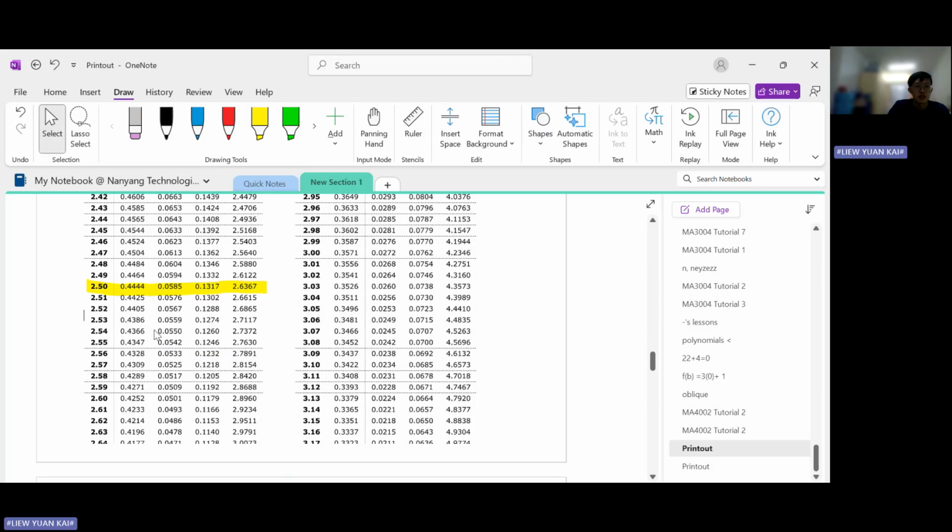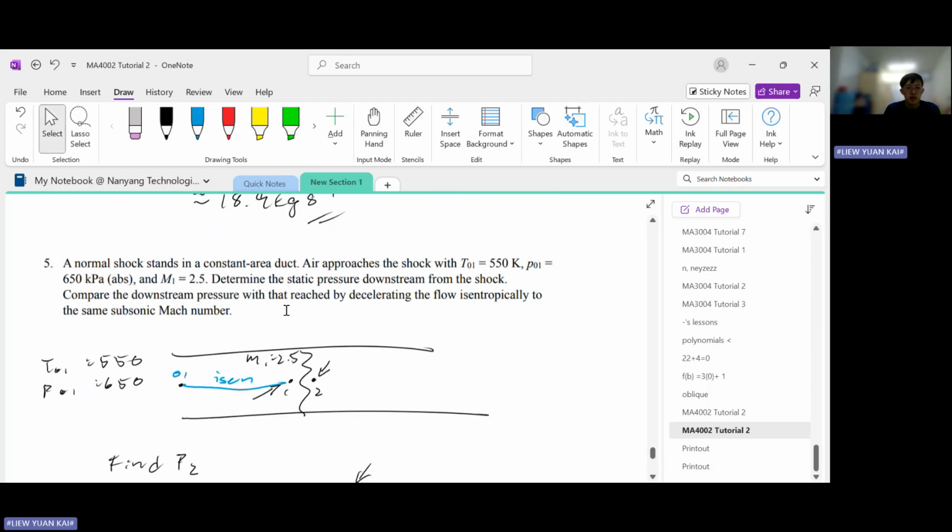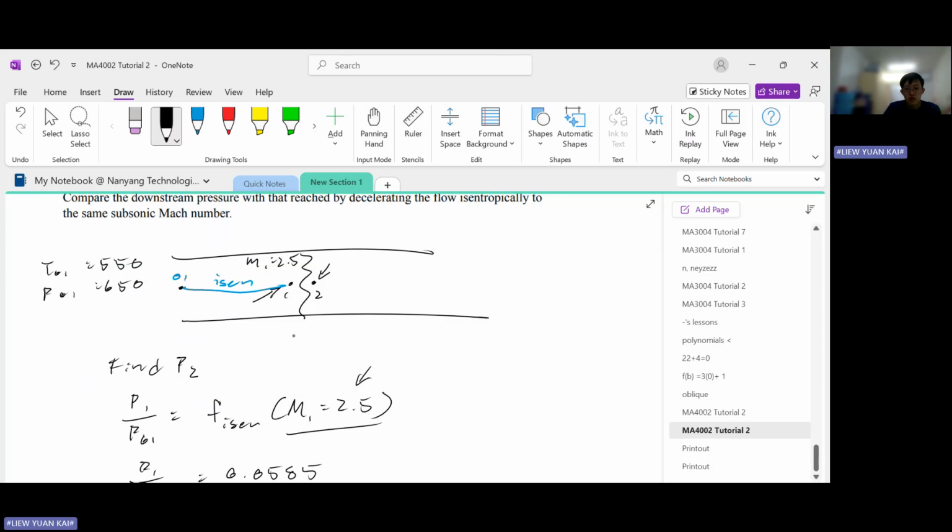We're looking for the pressure ratio, right? So this is that 0.585. So from the table, you make P1 the subject. You should get about 32.5. Having found P1, you can now find P2, right?